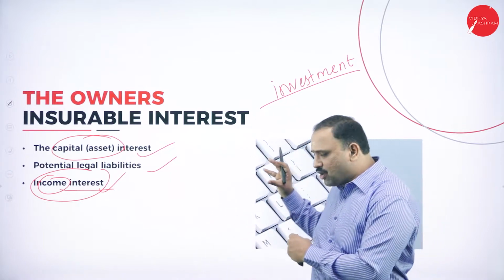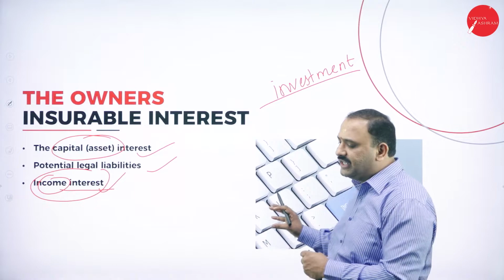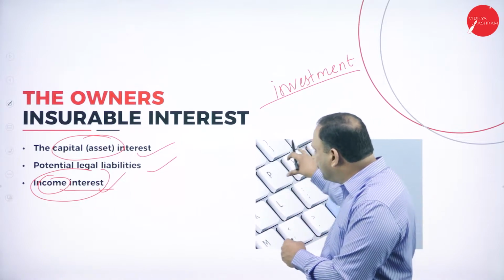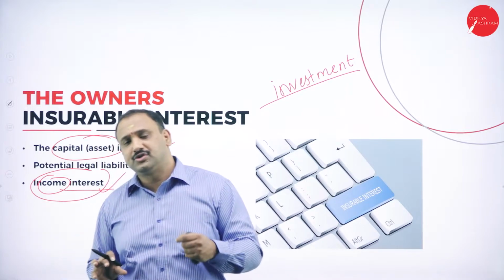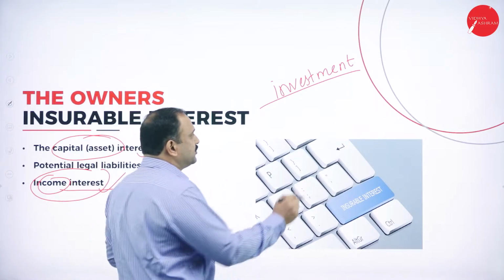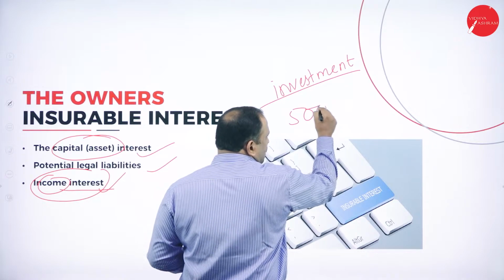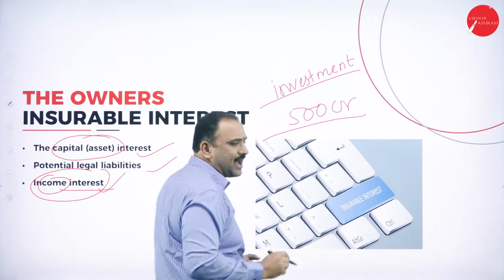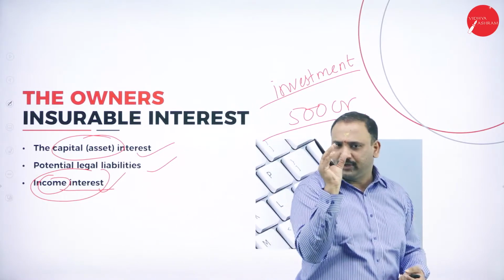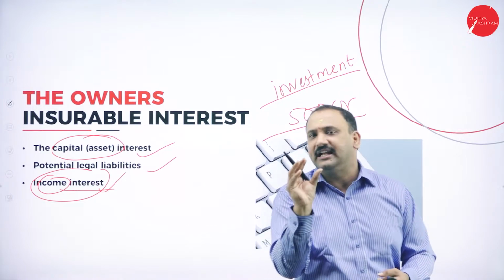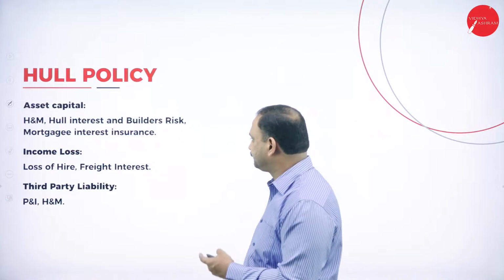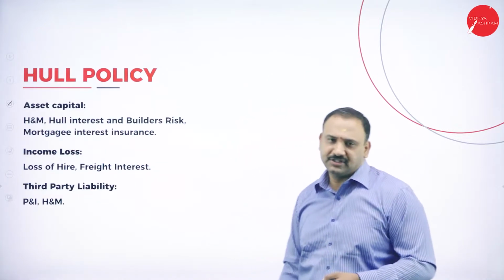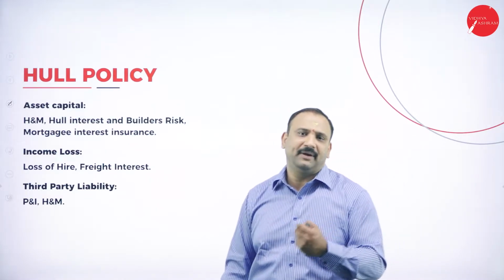So based on all this calculation only, they will be able to come back and determine the owner's insurable interest. So if the owner is going to come back and claim an insurance worth 500 crores or 1000 crores, then they are going to first check the potentiality that is involved with it, and then they will take the call. The hull policy. How does the hull policy come into the picture?